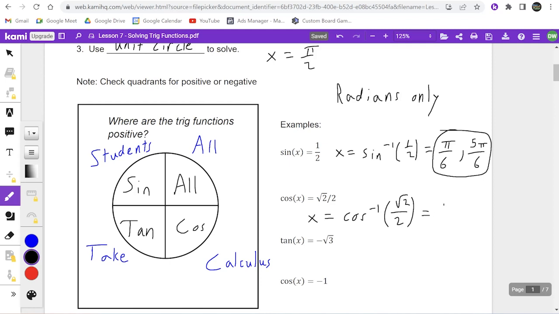That's going to be either at pi over 4, or where else is cosine positive? Looks like quadrant 4. What's the quadrant 4 version of pi over 4? That is 7 pi over 4. And again, you can use a unit circle to help you. And then 2 more to go.